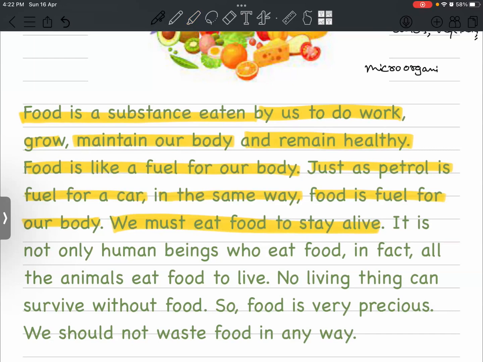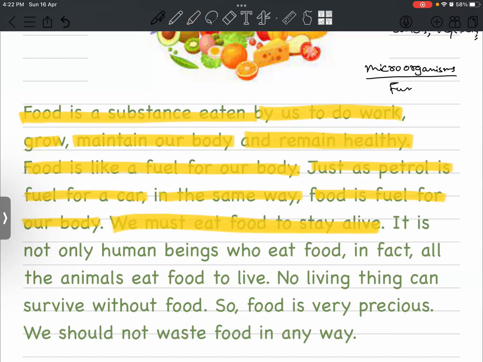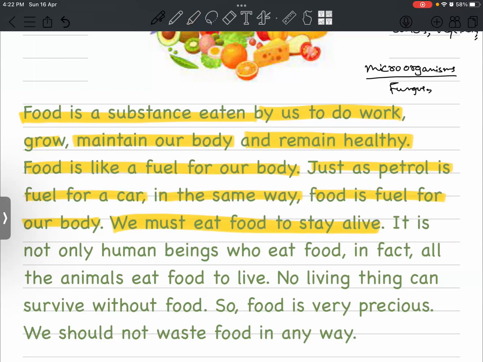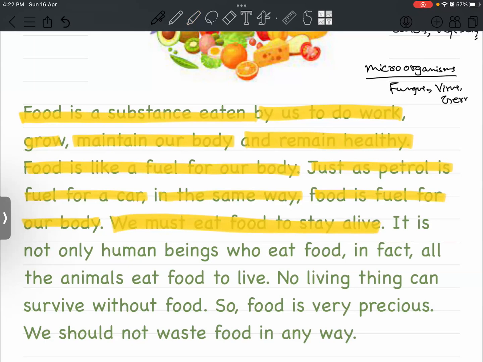Can you name a few microorganisms? One or two, just one or two, which we cannot see with our naked eyes. Fungus. Virus. Germs. Yeah, very good.